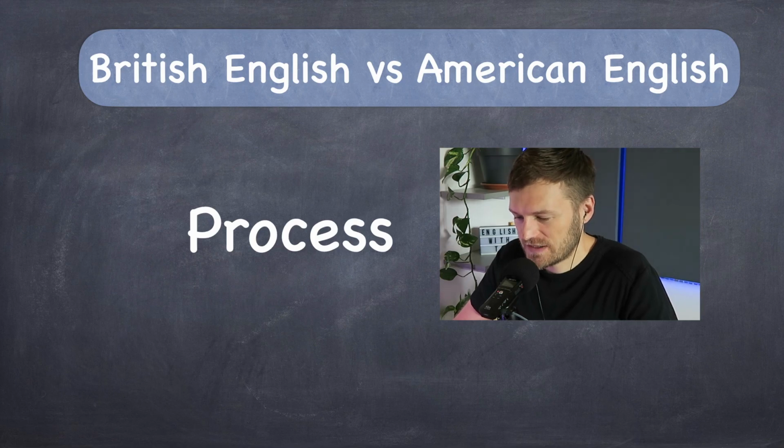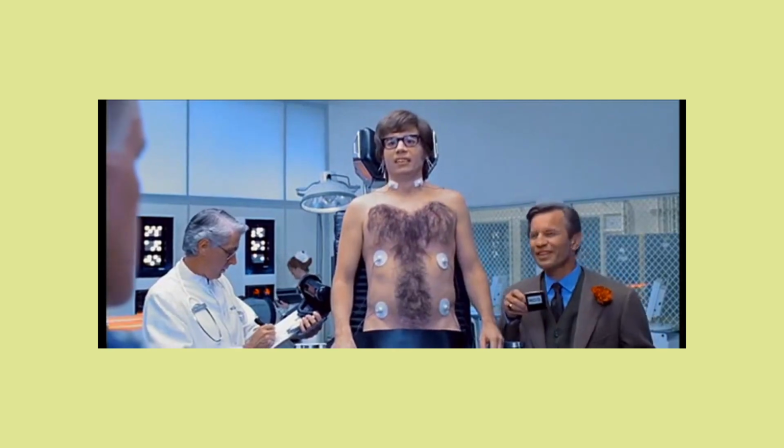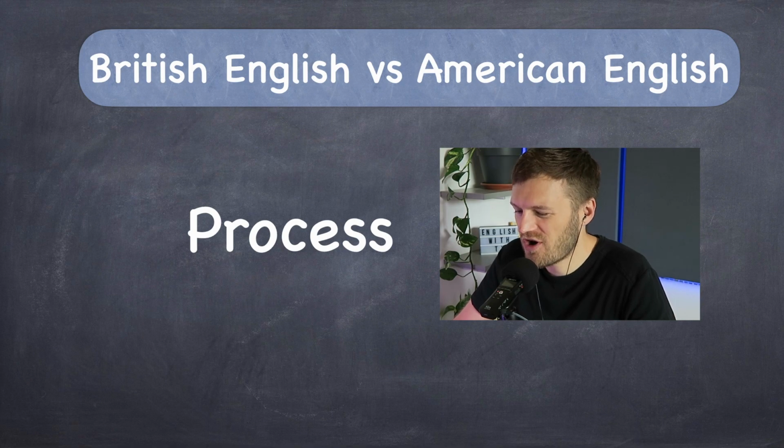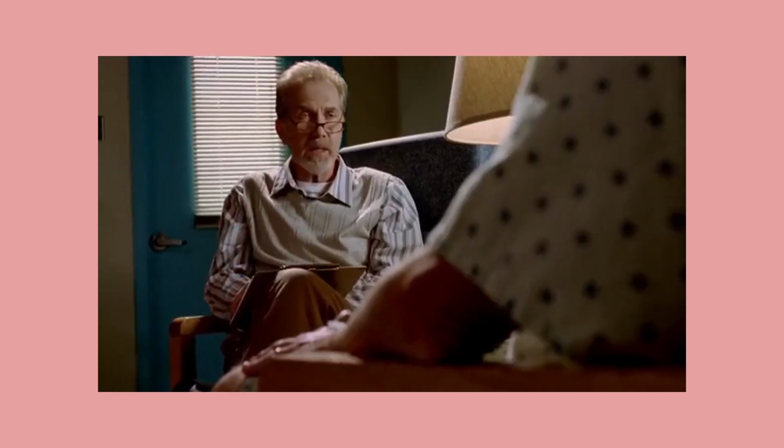The next word is spelled P-R-O-C-E-S-S. In British English, this would be pronounced process. And in American English, it would be more like process, with an R sound, process.